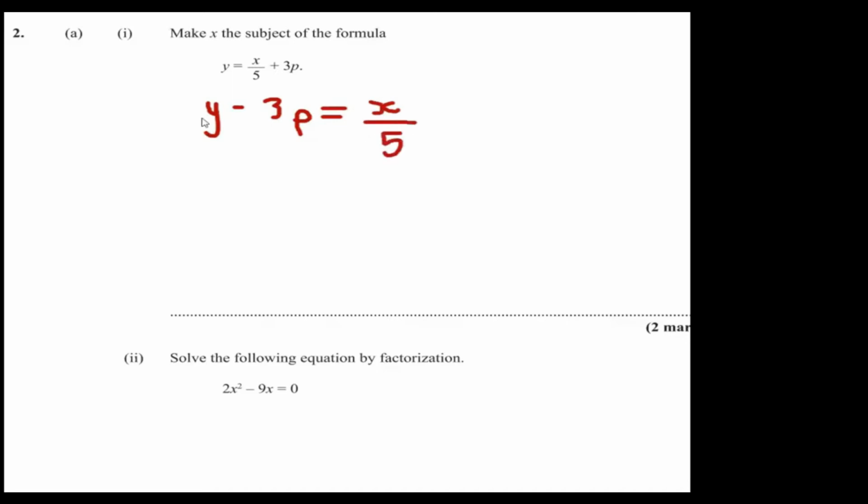After we do that, now we're going to multiply through by 5. And so multiplying through by 5 will give us x is equal to 5 times, in bracket, y minus 3p. And that is making x the subject of the formula.